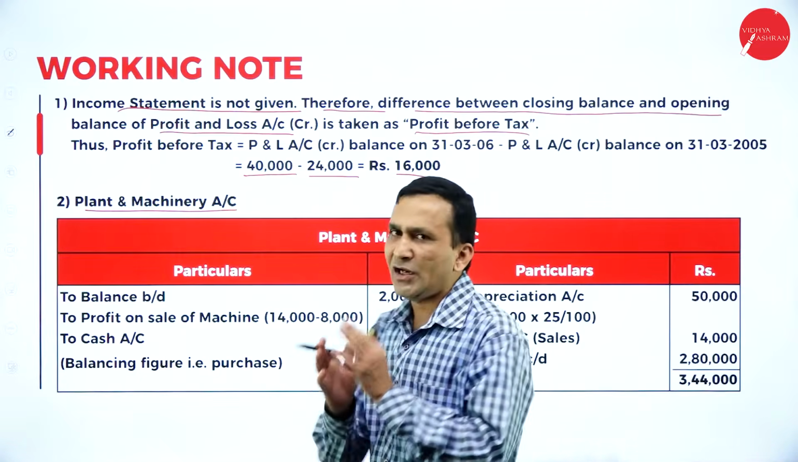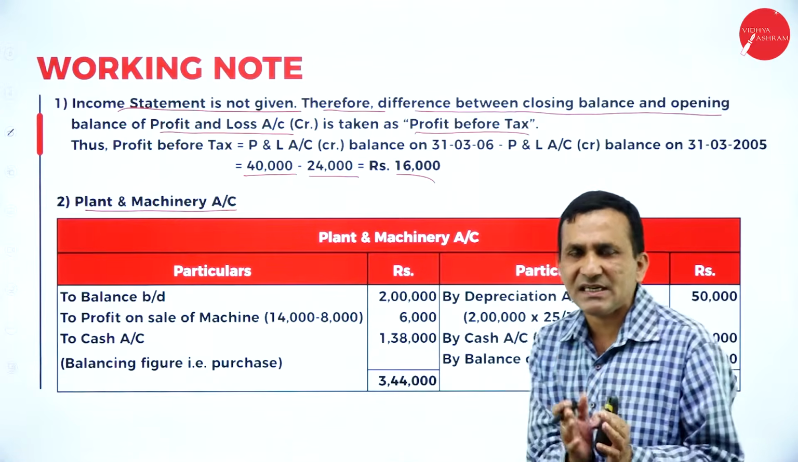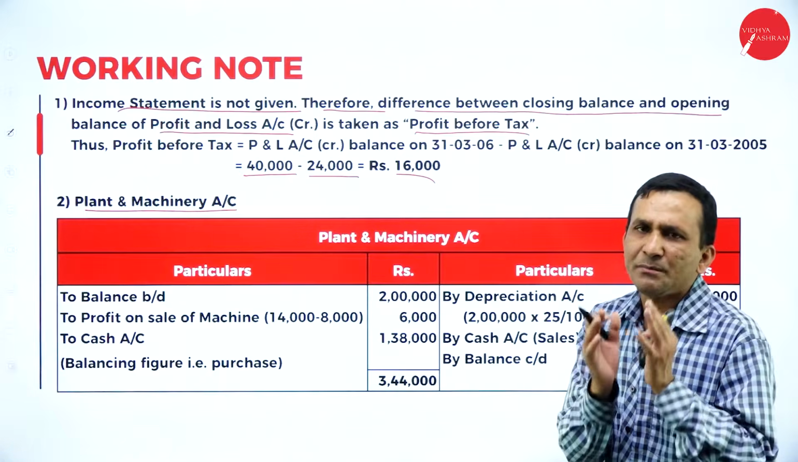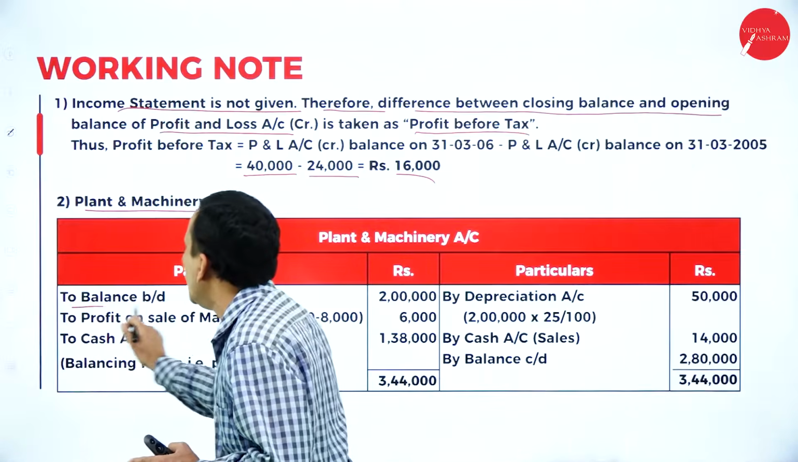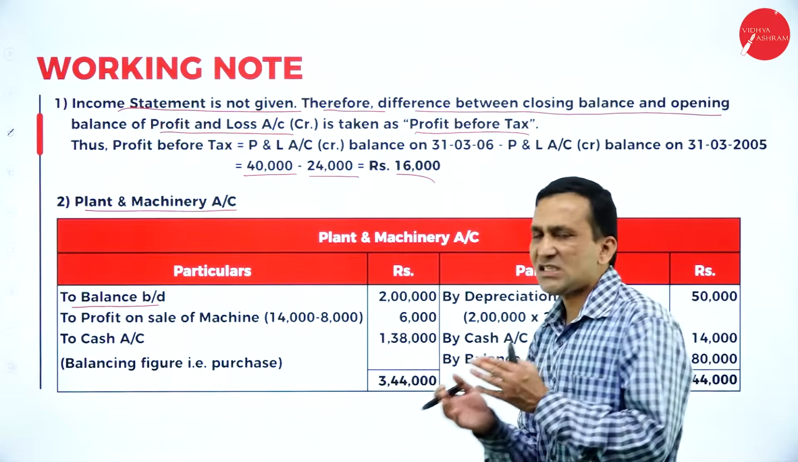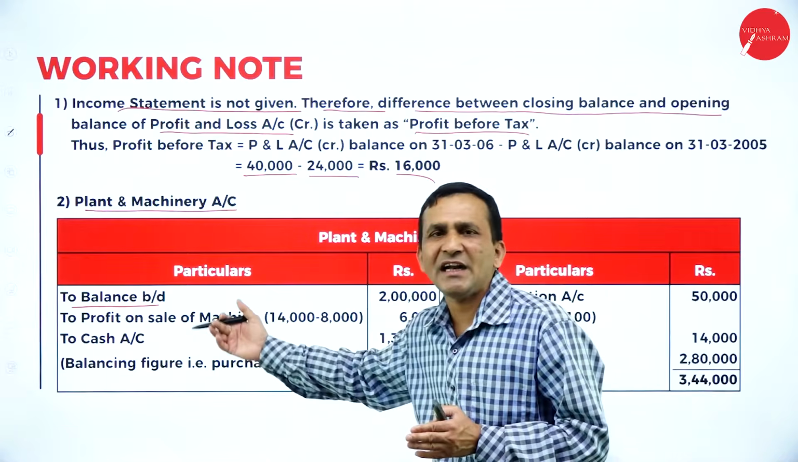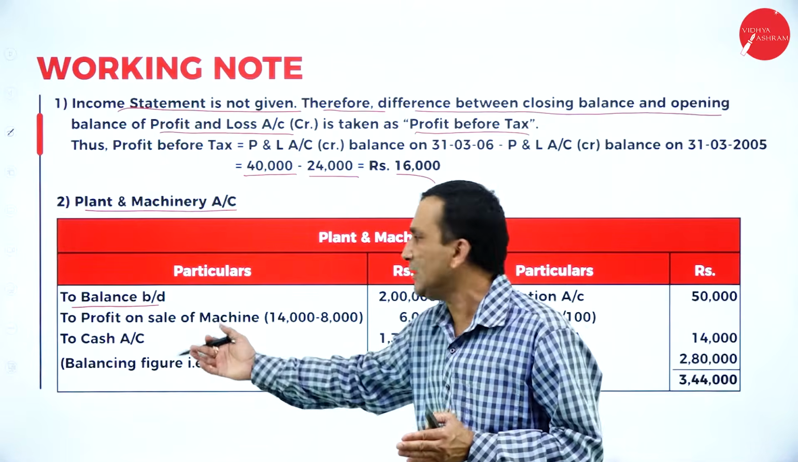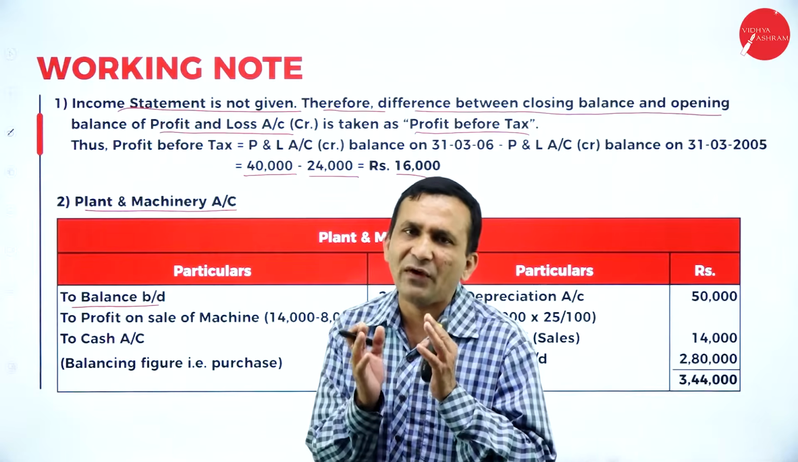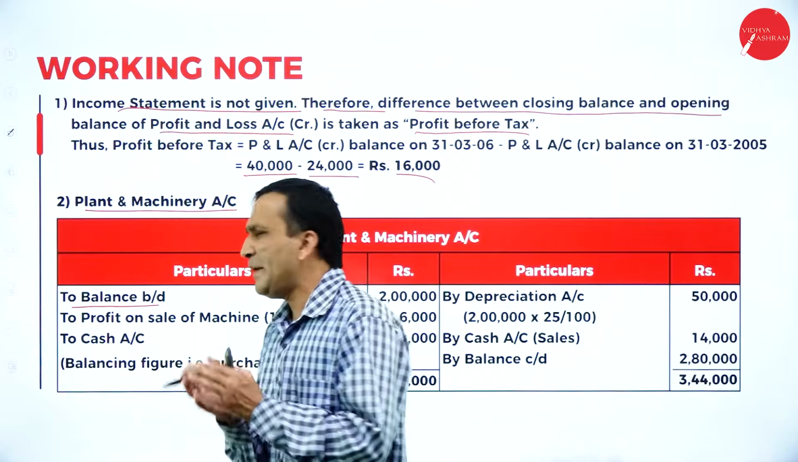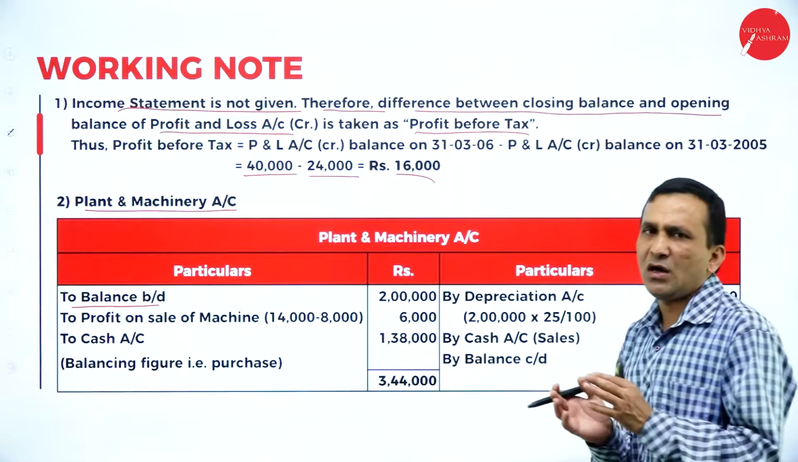The plant and machinery is an asset item. So any balance brought down comes under the debit side. Okay, so that's what I have written. To balance brought down, 2 lakhs is given. So there is one respective adjustment given in the question. Here again there is one adjustment. We are finding a loss. So obviously we are finding a loss means what?